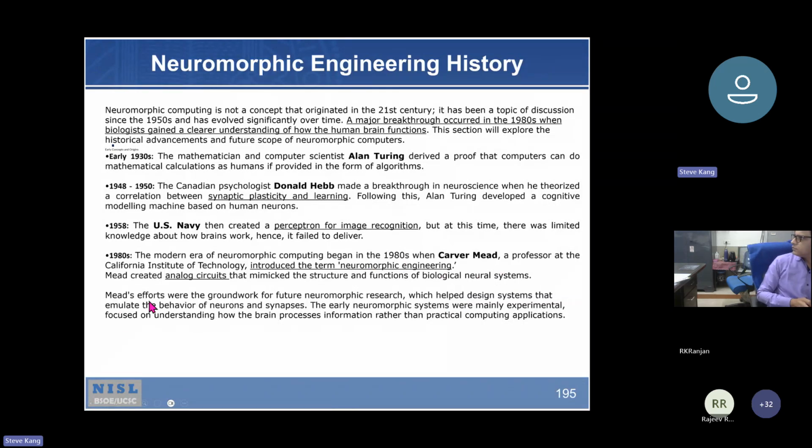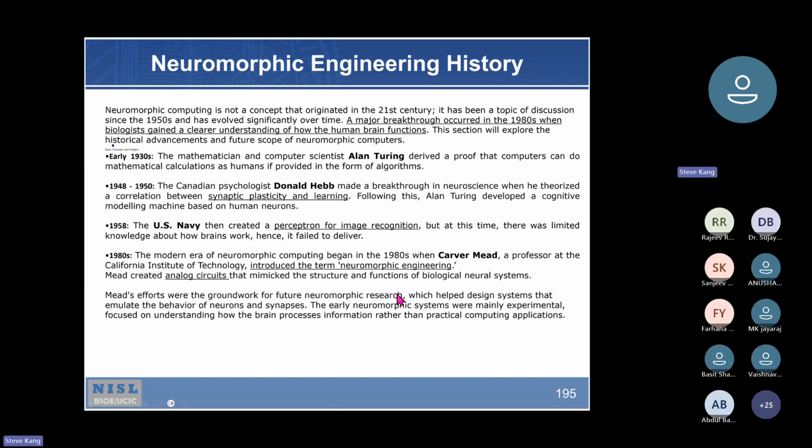So Mead's efforts were the groundwork for future neuromorphic research, which helped design systems that emulate the behavior of neurons and synapses. So in today's engineering, it's between neurons and the synapses, and the interconnection of them to achieve neuromorphic engineering.